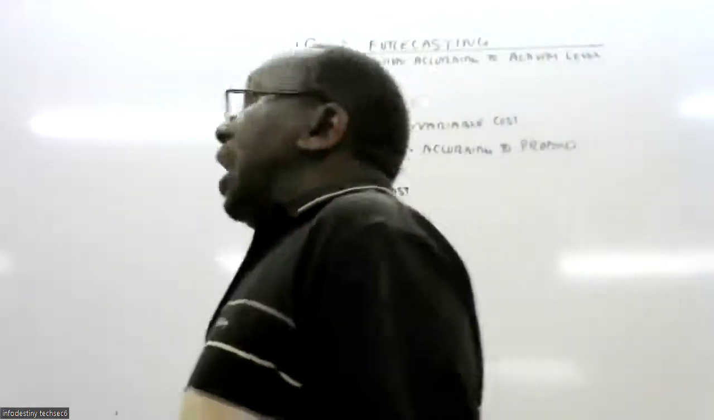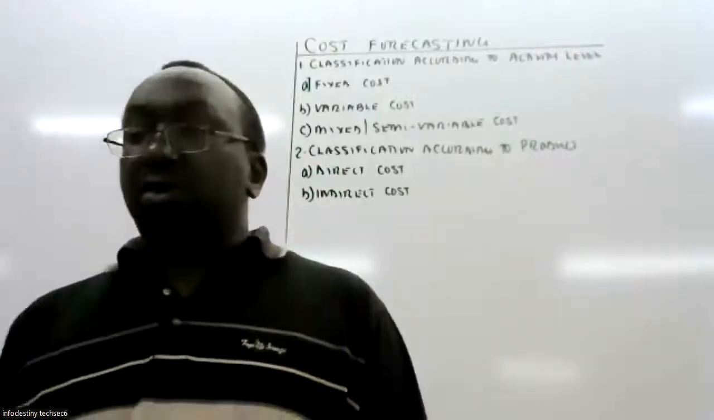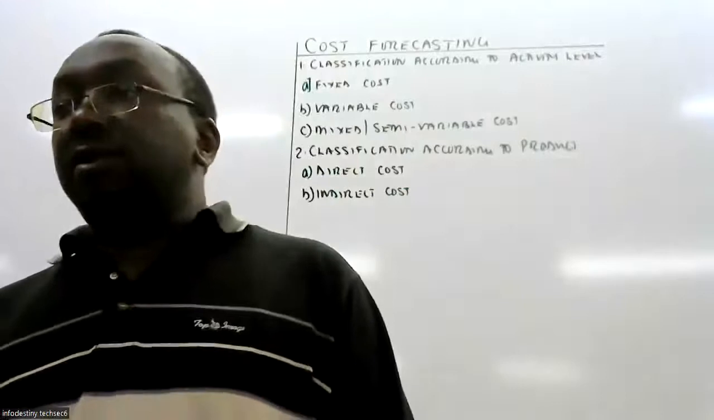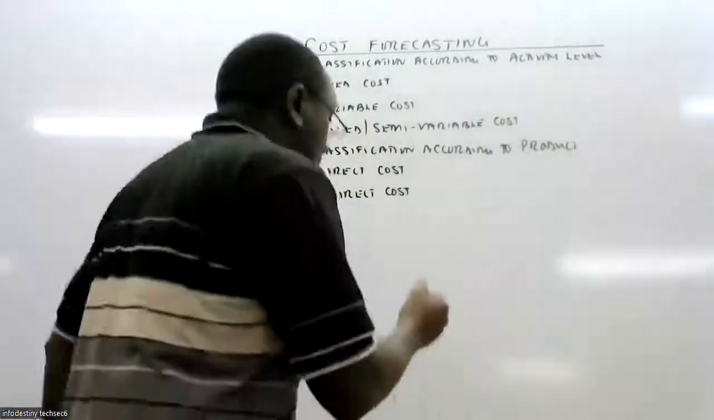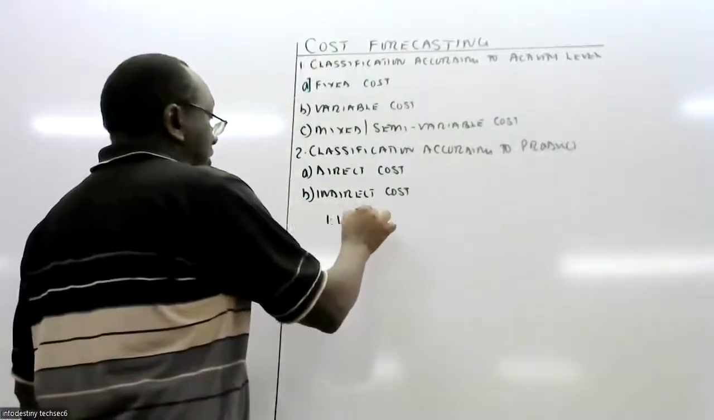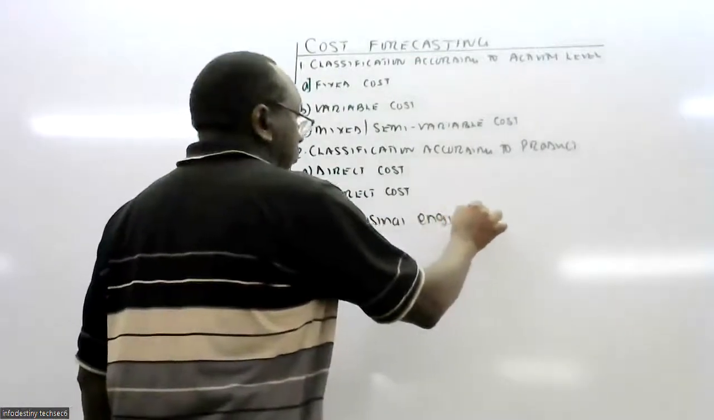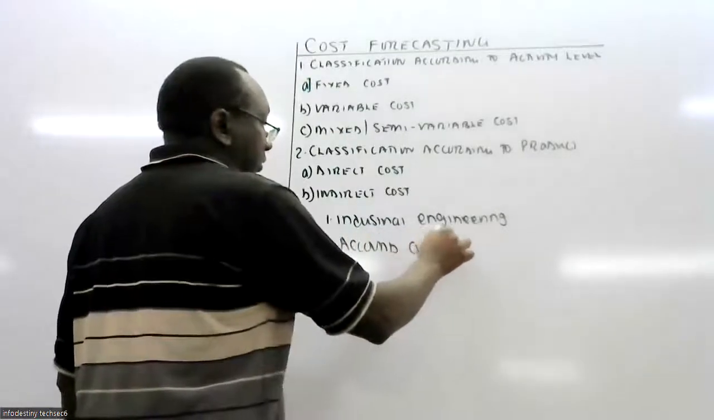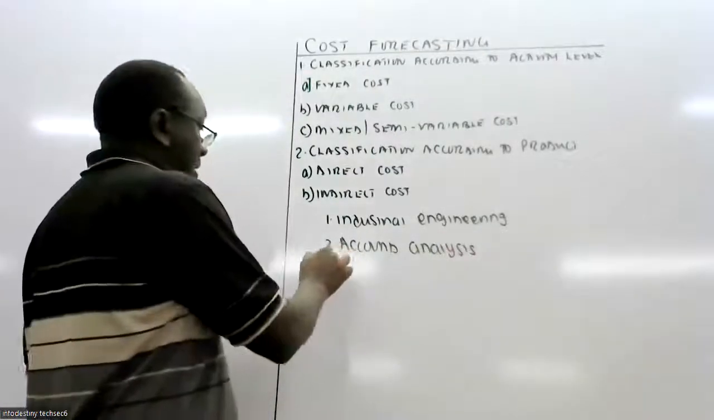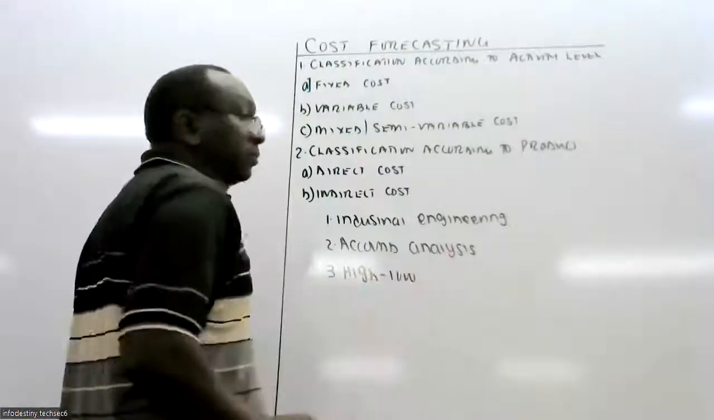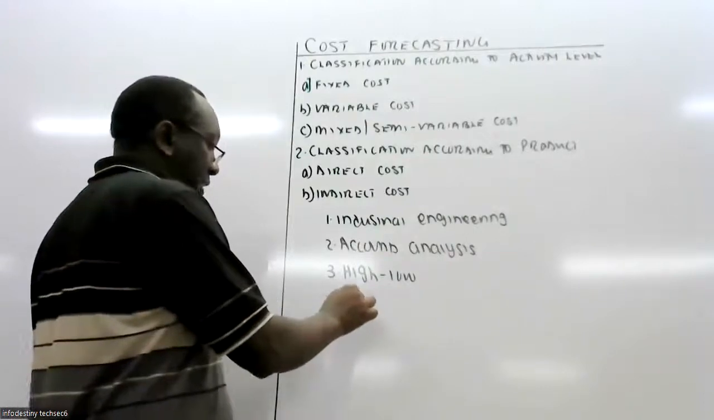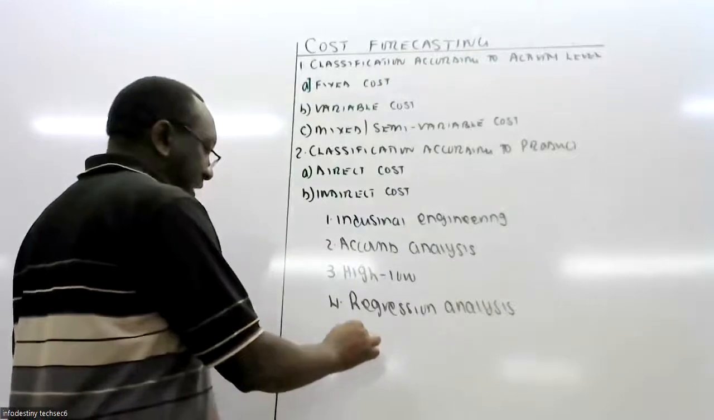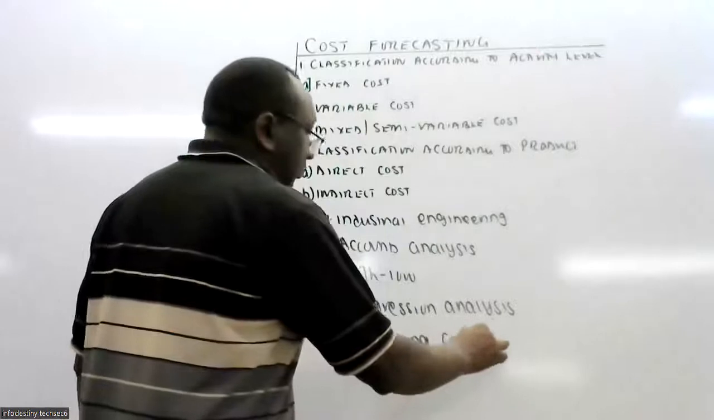Write this. The following methods are used in forecasting of costs. Number 1, industrial engineering. Number 2, accounts analysis. Number 3, high-low. Number 4, regression analysis. Number 5, learning curve.